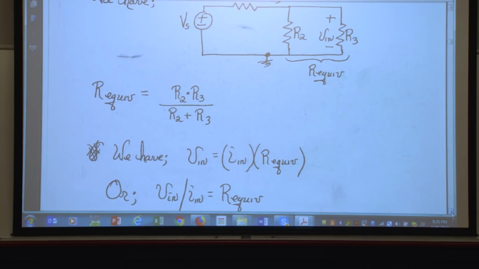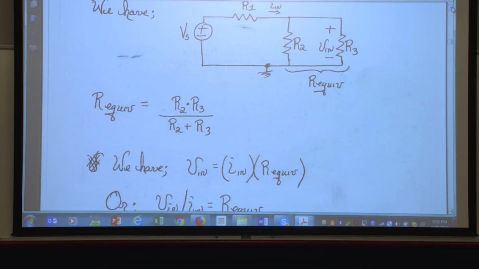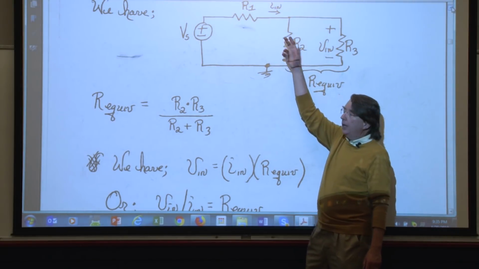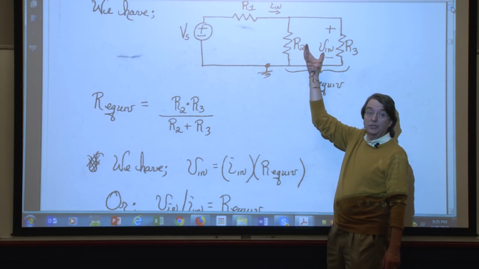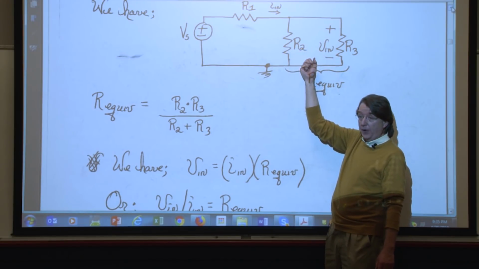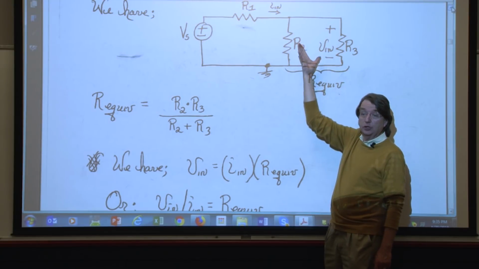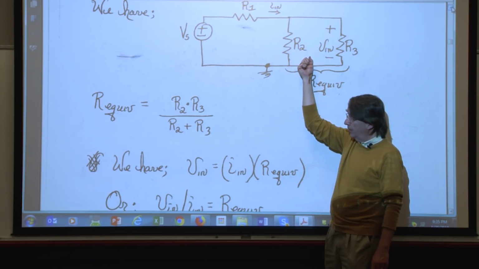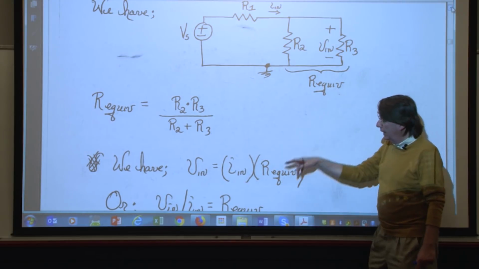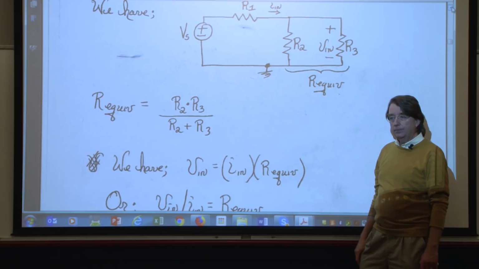Now, my colleagues, help me out. Let me scroll up just a little bit. Make sure this makes sense. Okay. I in is the current up here. We now have an REQ, so instead of two resistors, I have one. What is the current through that REQ? I in, because there's only one resistor. So V in, which is the voltage across REQ, is I in times REQ.